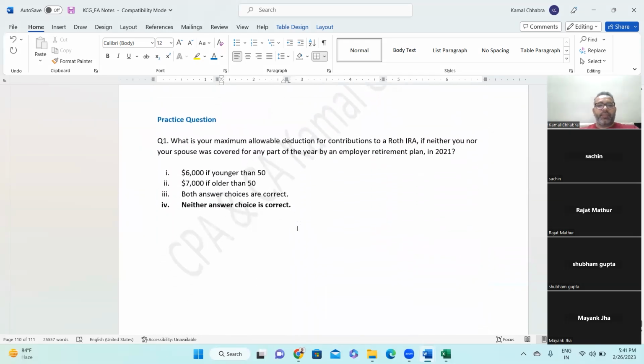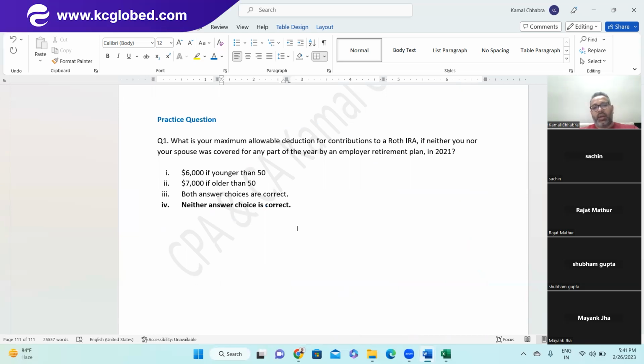Last question of the day. What is your maximum allowable deduction for the contribution to the Roth IRA if neither you nor your spouse was covered for any part of the year by an employer retirement plan in 2021? What is the maximum contribution you can make? 12,000. If above 50, then it's 14,000. Yeah, so 6,000 if you're younger than 50, 7,000 if you're older than 50. Both answer choices are correct. Neither answer choice is correct.